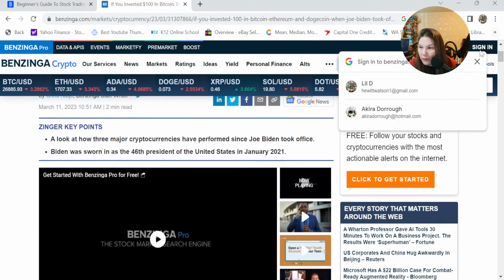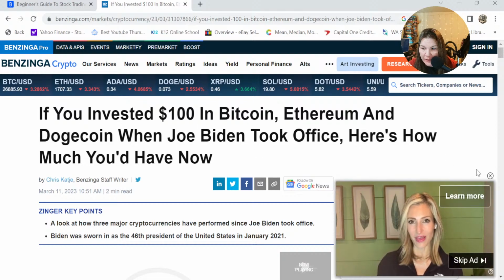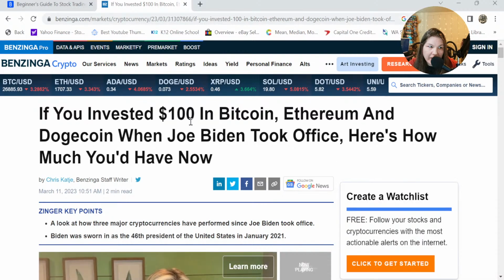So if you invested $100 in Bitcoin, Ethereum, and Dogecoin when Joe Biden took office, here's how much you'd have now. So these are Bitcoins, guys. These are not stocks. They're Bitcoin. Fake money. Fake coin, excuse me.